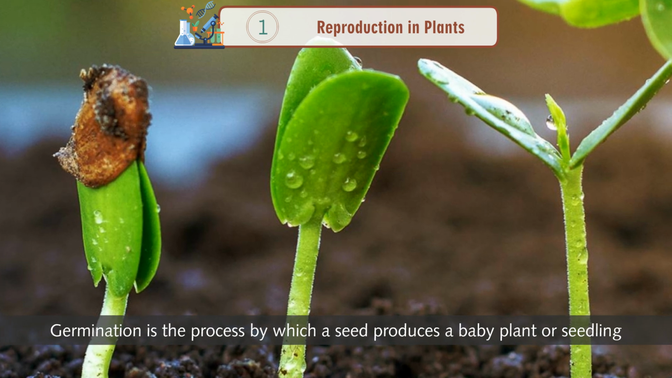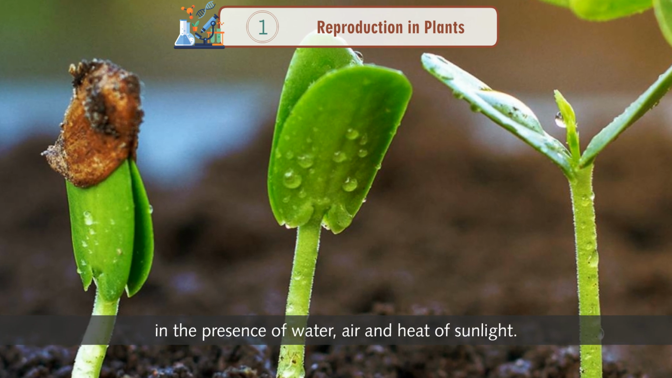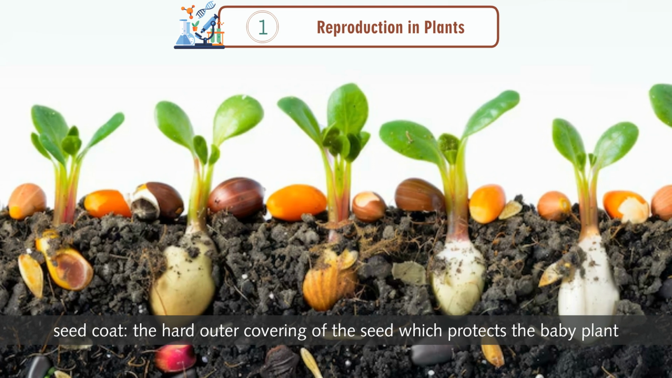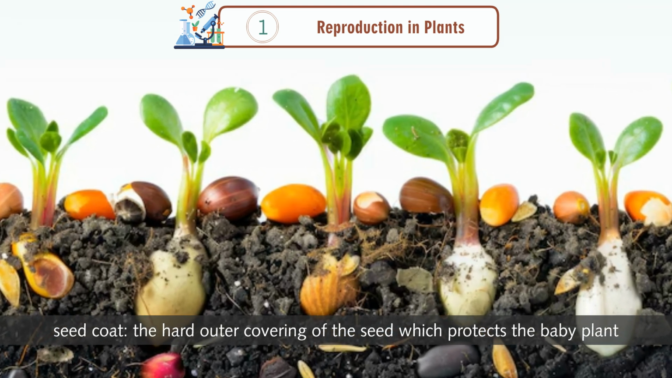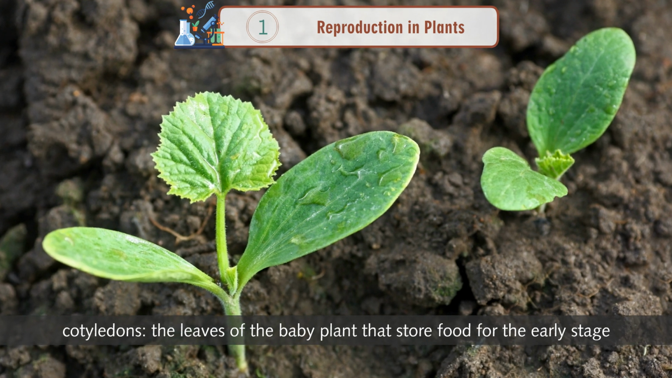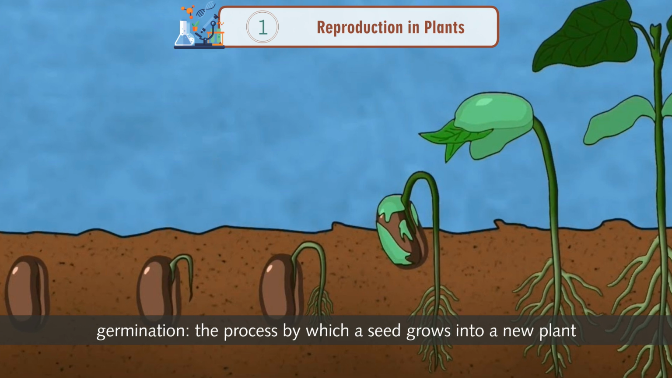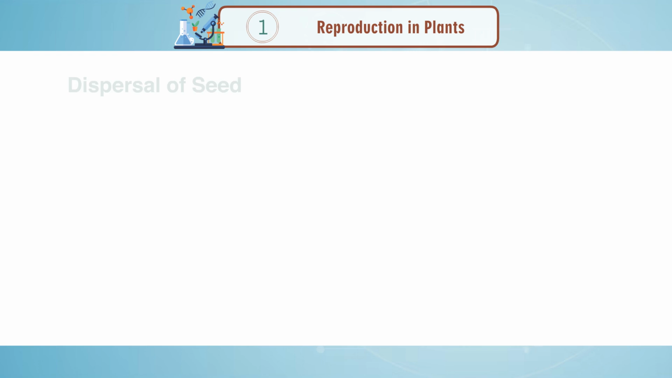Germination is the process by which a seed produces a baby plant or seedling in the presence of water, air and heat of sunlight. Seed coat is the hard outer covering of the seed which protects the baby plant. Cotyledons are the leaves of the baby plant that store food for the early stage. Germination is the process by which a seed grows into a new plant.